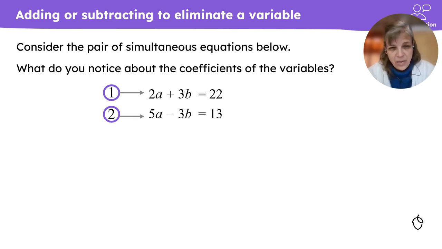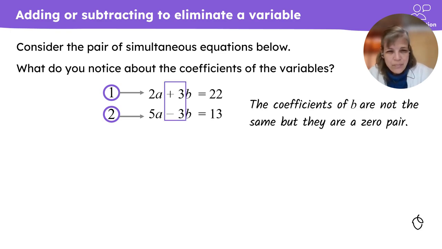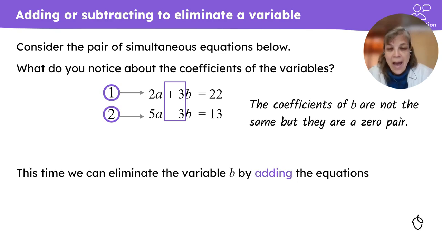Look at these simultaneous equations. What do you notice about the coefficients of the variables here? You might say, oh, the b's are the same. Well, they're not exactly the same. Look at them. They have the same number, but they're opposite signs. But they're what's called a zero pair, which means that if I add them, I will eliminate one.